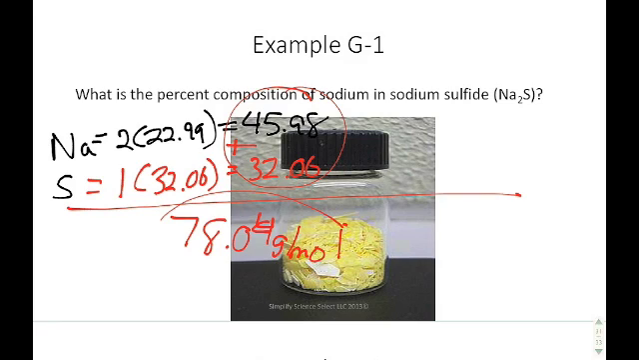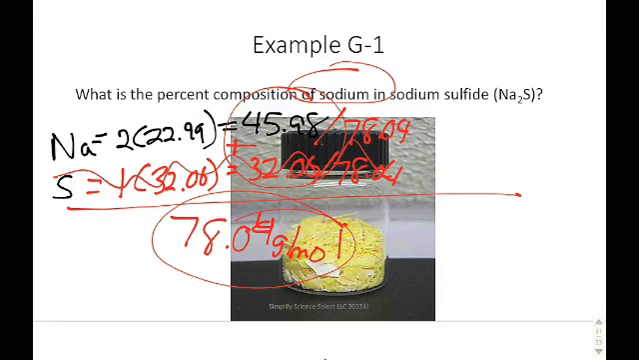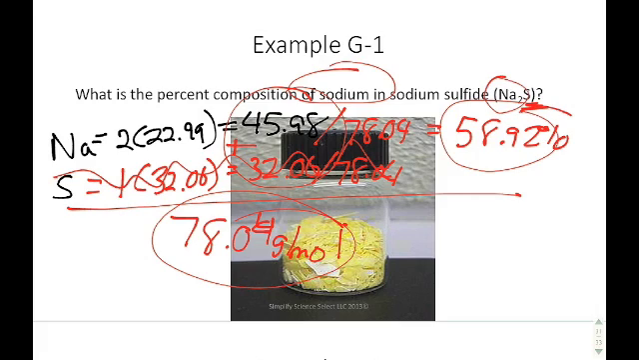So remember, this right here, the total molecule, has 78.04. So if I want to find the percentage of each individual one, I would divide it by 78.04. Now in this particular example, I'm actually looking for what it is for sodium. So I'm not really concerned with sulfur. And you had to recognize that sodium was Na and sulfur was S. Take this thing, divide them, multiply it by 100 to turn it into a percent, and you end up with sodium represents 58.92% of the mass of this particular molecule.